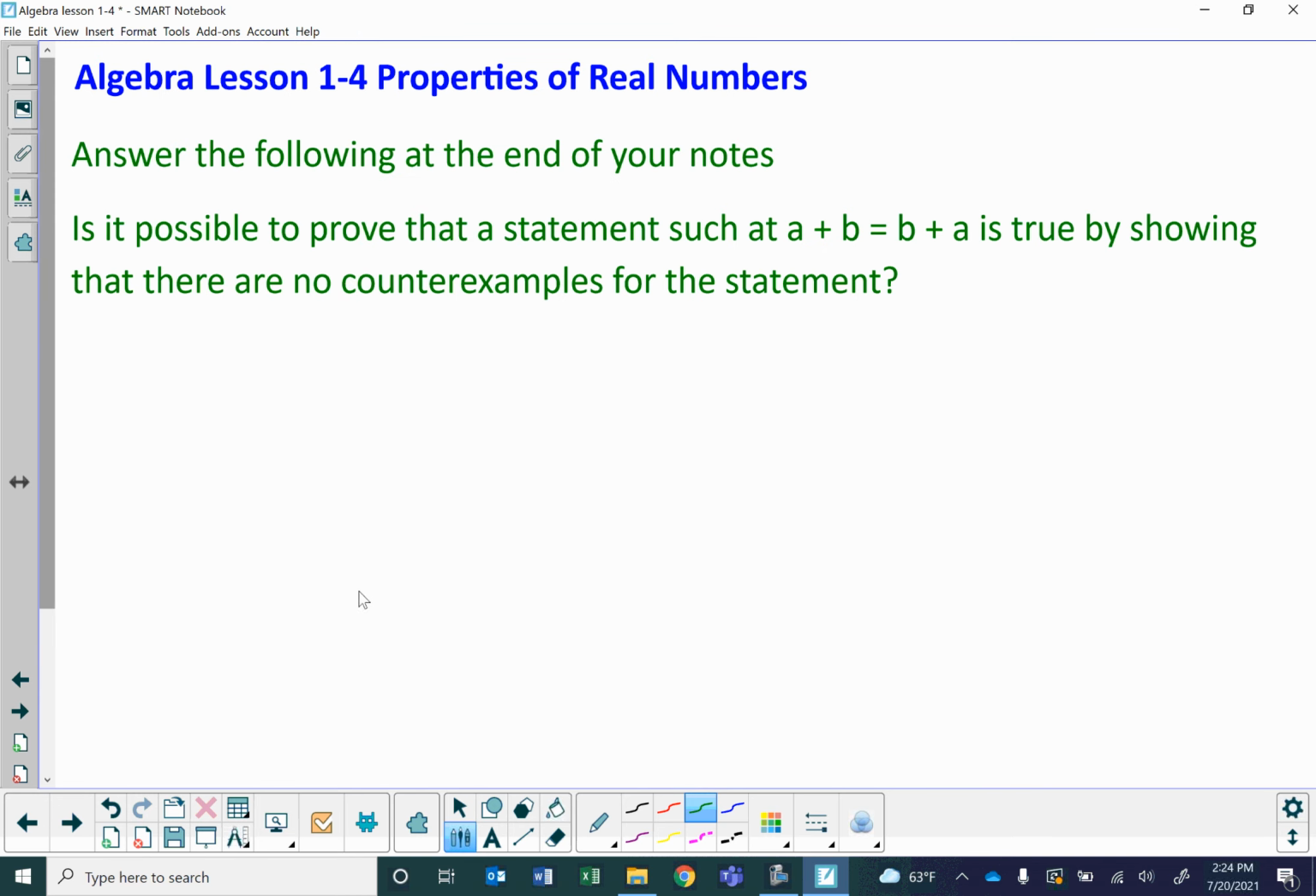All right. The question to answer at the end of your notes today. Answer the following at the end of your notes. Is it possible to prove that a statement such as a plus b equals b plus a is true by showing that there are no counterexamples for the statement? In other words, they're trying to say, can you prove that a plus b is equal to b plus a by showing no counterexamples? Please answer that in a complete sentence at the end of your notes.